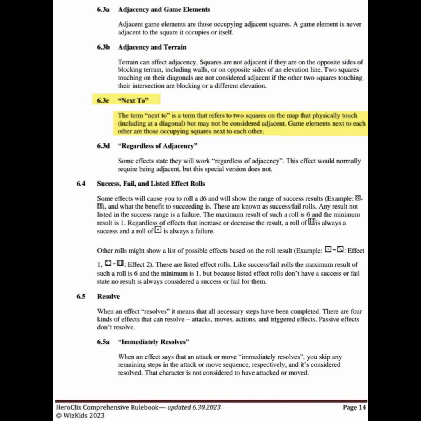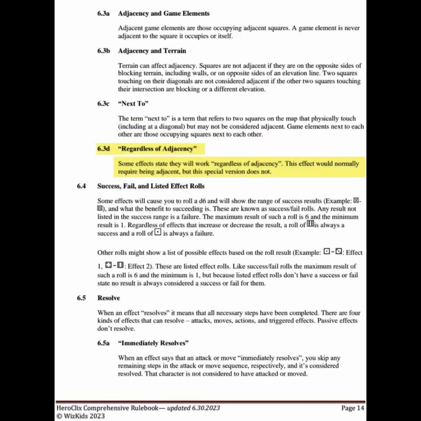6.3c The term next to. The term next to is a term that refers to 2 squares on the map that physically touch, including at a diagonal, but may not be considered adjacent. Game elements next to each other are those occupying squares next to each other. 6.3d Regardless of adjacency. Some effects state they will work regardless of adjacency. This effect would normally require being adjacent, but this special version does not.